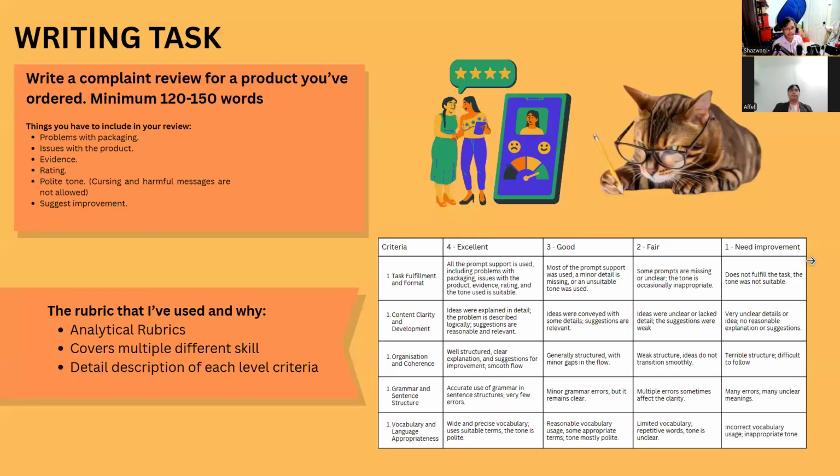Now we'll get into task 3, the writing task. Essentially, in my activity the student is instructed to write a complaint review for a product they have ordered. They are tasked to write a minimum of 120 to 150 words, and they have to include a problem with packaging, an issue with the product, evidence, rating, and a polite tone. They cannot use cursing and harmful messages, and they also need to suggest improvement in the review itself. So essentially my activity is to teach them how to make a proper, meaningful review in real life.